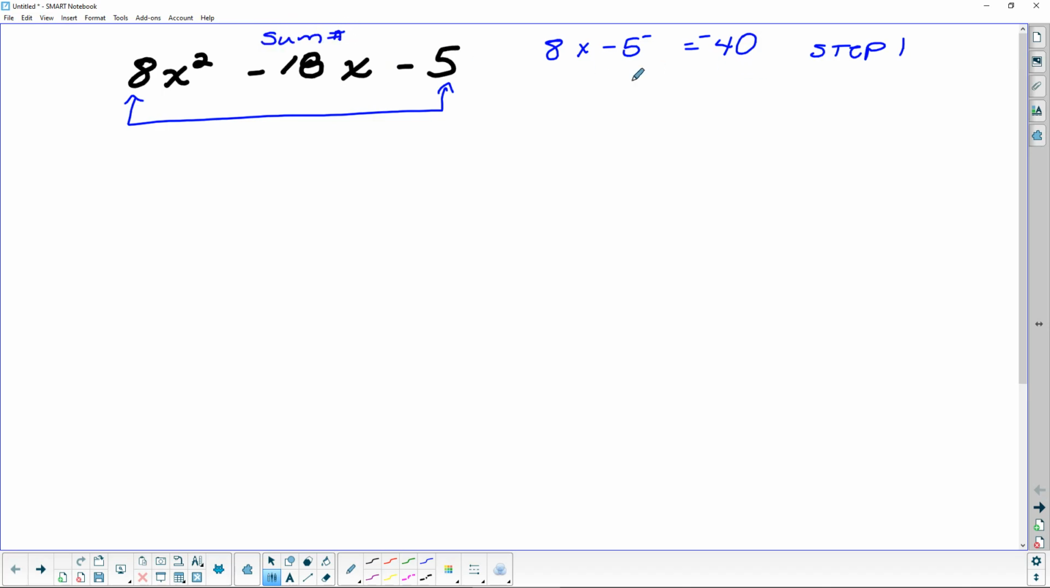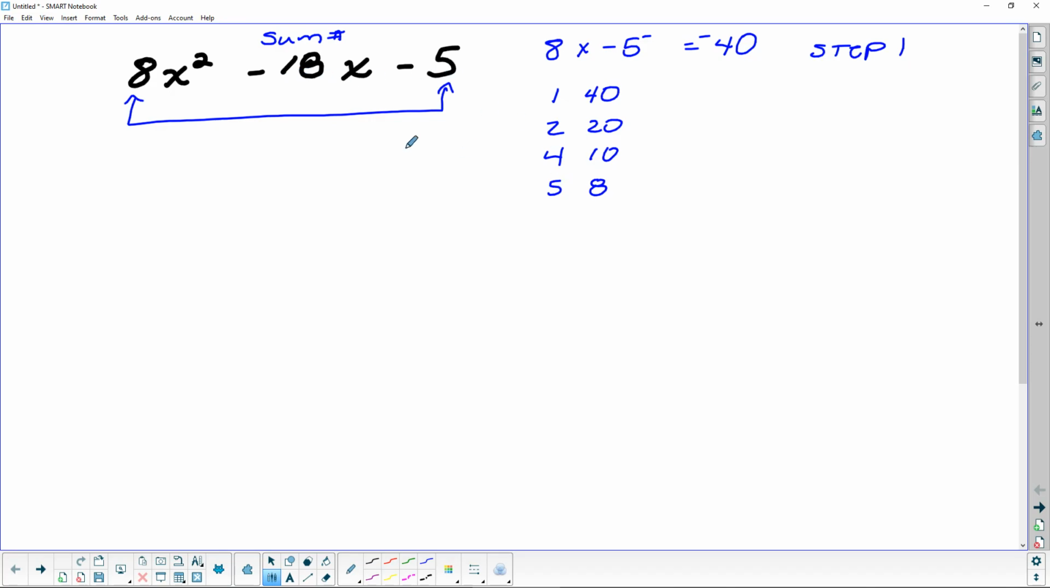So now you're going to list the products. So you're going to go 1 and 40, 2 and 20, 3 doesn't go into 40, 4 and 10, 5 and 8. So now you're going to look at these, and you've got a negative number in the middle, and you've got a negative number on the last one. So you want to get it so that you can add the two numbers from your factors to get negative 18.